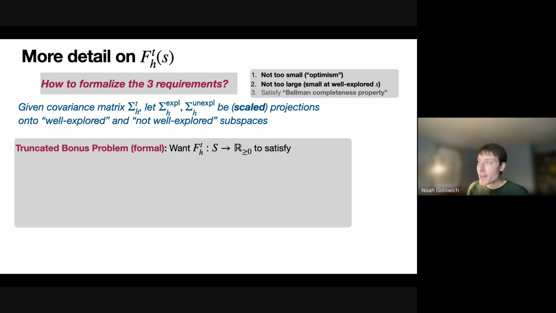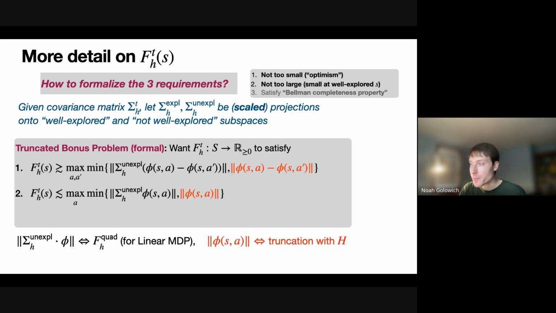Okay, so given that, I can now formally state what properties I want our bonus to satisfy. The first two properties say the following. In order to show that f_ht is large enough to get optimism, what we need is that it's at least the maximum over all pairs of actions a and a prime of the minimum between two terms. The first term is the distance between phi of s,a and phi of s,a prime as measured in the unexplored subspace. The second is simply the distance between phi of s,a and phi of s,a prime. And for the upper bound, I want a similar bound where I'm only taking a maximum over single actions and I'm looking at the two analogous distances. The first is measured in the unexplored subspace. The second is measured with respect to the Euclidean norm.